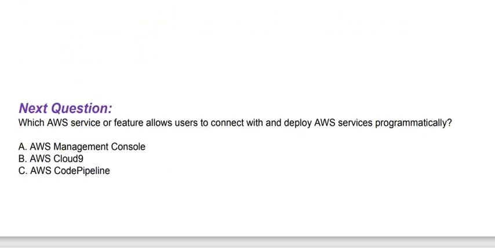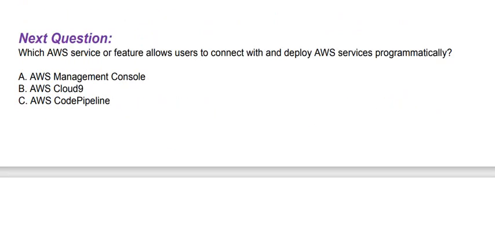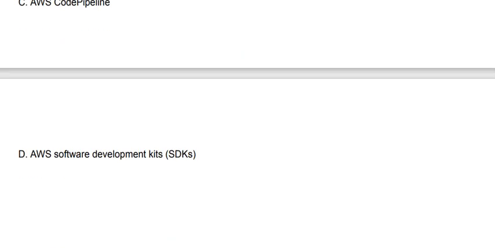Next question is: which AWS service or feature allows users to connect with and deploy AWS services programmatically? Option A, AWS Management Console. Option B, AWS Cloud9. Option C, AWS CodePipeline. And option D, AWS Software Development Kits. The correct answer is option D.